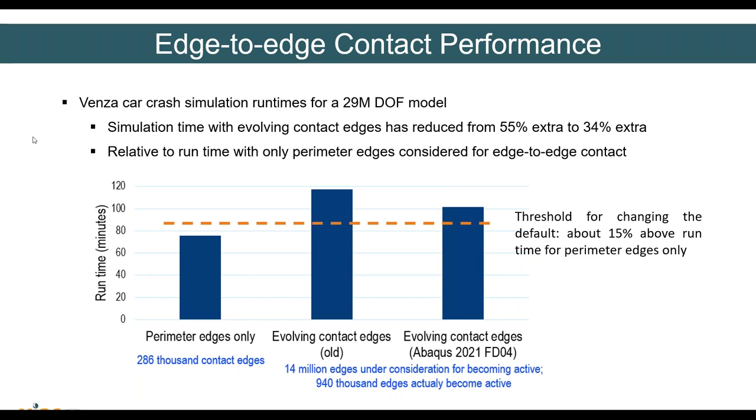This example performance is for a Vansar car crash simulation for a 29 million degree of freedom model. The runtime you see is about 75 minutes, and that is for parameter edge only. It has 286,000 contact edges. But if you go for the evolving contact edges in the older version, there are about 14 million edges, because the new edges need to be detected as it is folding and deforming to account for those contact constraints. But the problem here is, as you account for more edges, the runtime also increases drastically. Compared to this parameter edge only, there's 55% more.